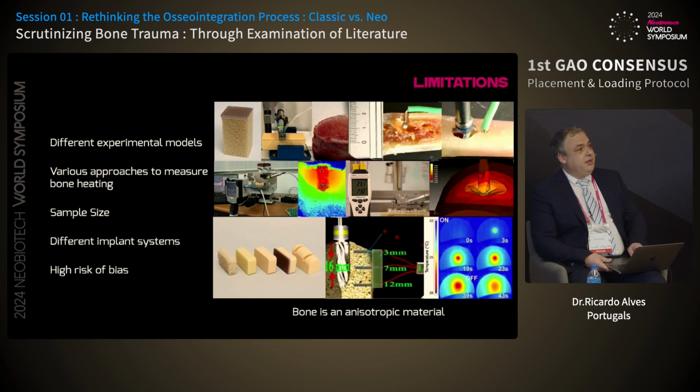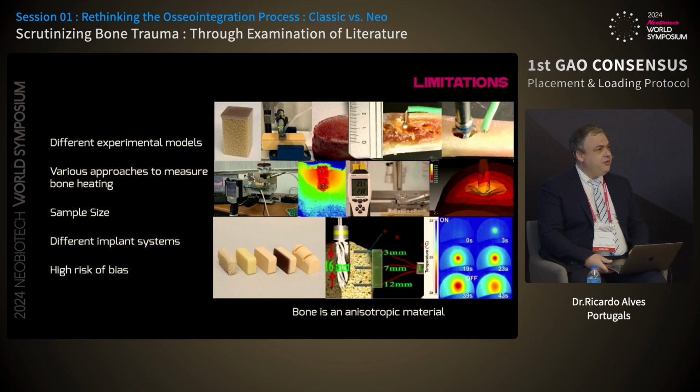We have several limitations in the studies. As I said, most of them are in vitro with different experimental models. Some of them use artificial bone or bone from dead animals that can be fresh or dry bone, and there is a difference in the water content. And also in artificial bone and bone from dead animals, we don't have soft tissues, we don't have blood flow, and that can have a lot of influence on the results.